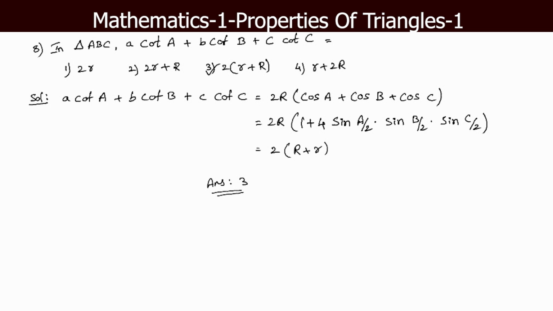Now, you take capital R inside, then it is 2 into capital R plus 4r sin A by 2 sin B by 2 sin C by 2. In triangle ABC, in terms of the angles and circumradius R, the inradius small r is equal to 4R sin A by 2 sin B by 2 sin C by 2. So, it is 2 into capital R plus small r. So, the correct option is option number 3.